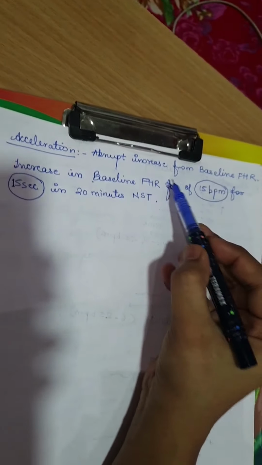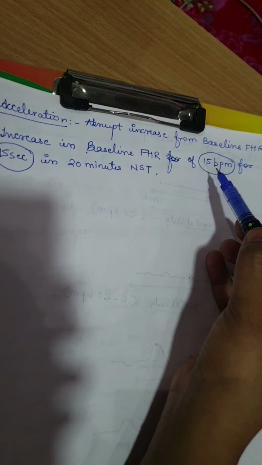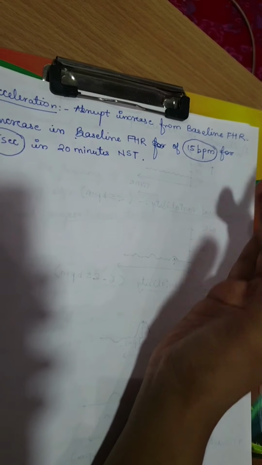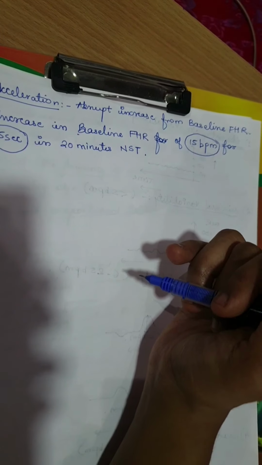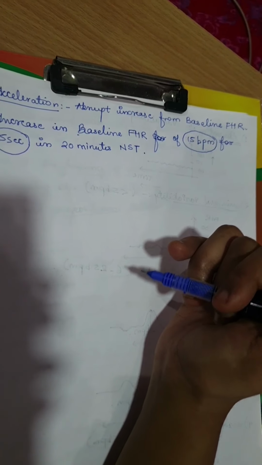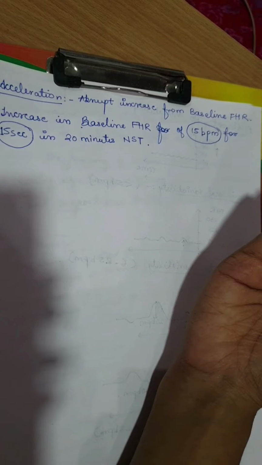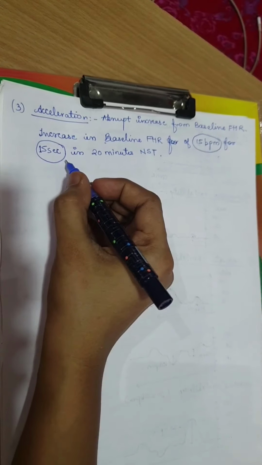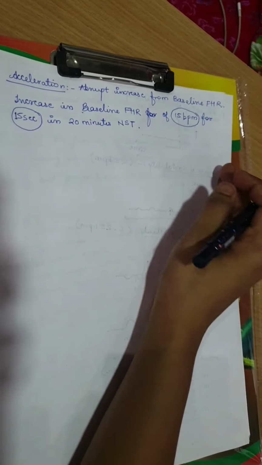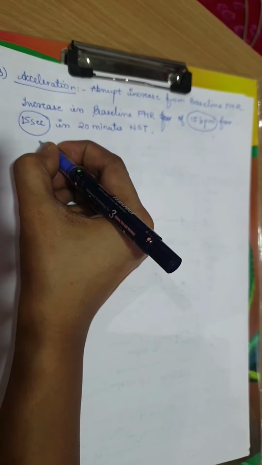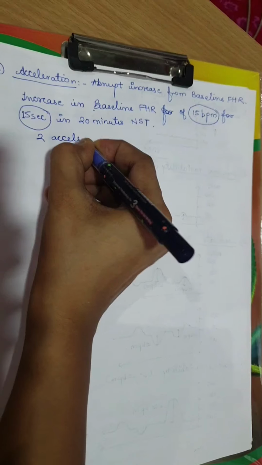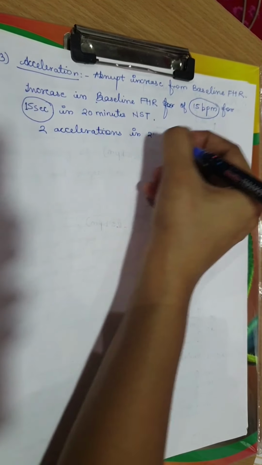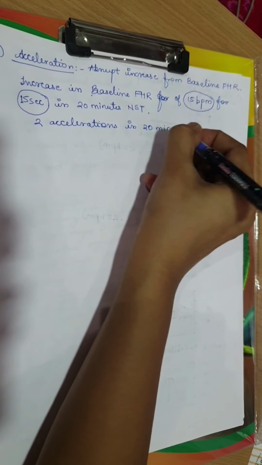So how much should this increase be? It should be 15 beats per minute. The increase in the heart rate should be 15 beats per minute. So if the baseline is 110, then the heart rate should go up to 125 beats per minute or above, and it should last for 15 seconds in 20 minutes of NST. And there must be 2 accelerations in 20 minutes of NST.